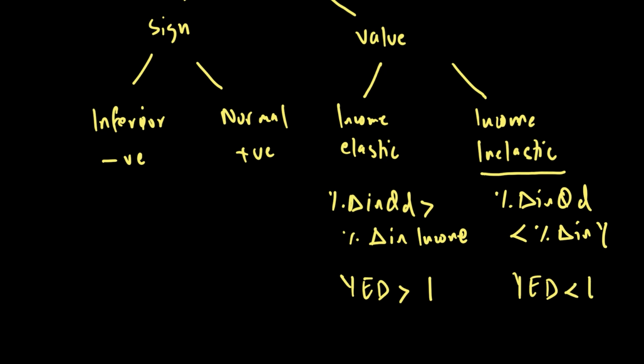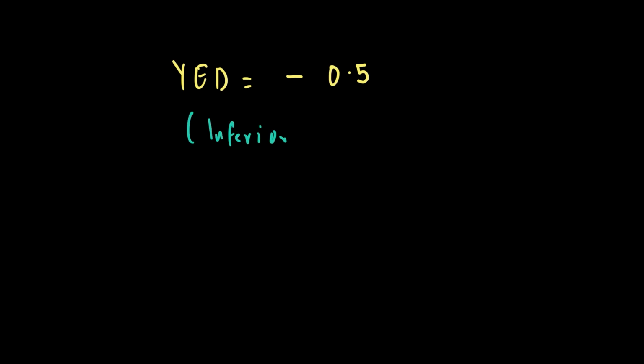So, quick sort of recap of some of the values. Let's say your YD is equal to minus 0.5. A minus 0.5 would mean, simply because of the minus, it is an inferior good. So I should write that it is an inferior good because of the sign, but it's an income inelastic inferior good, a good which is income inelastic.